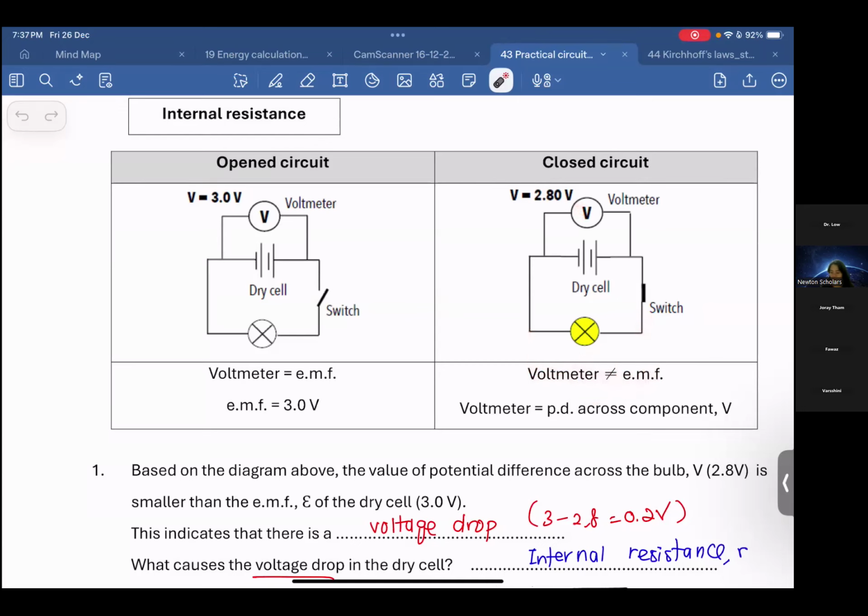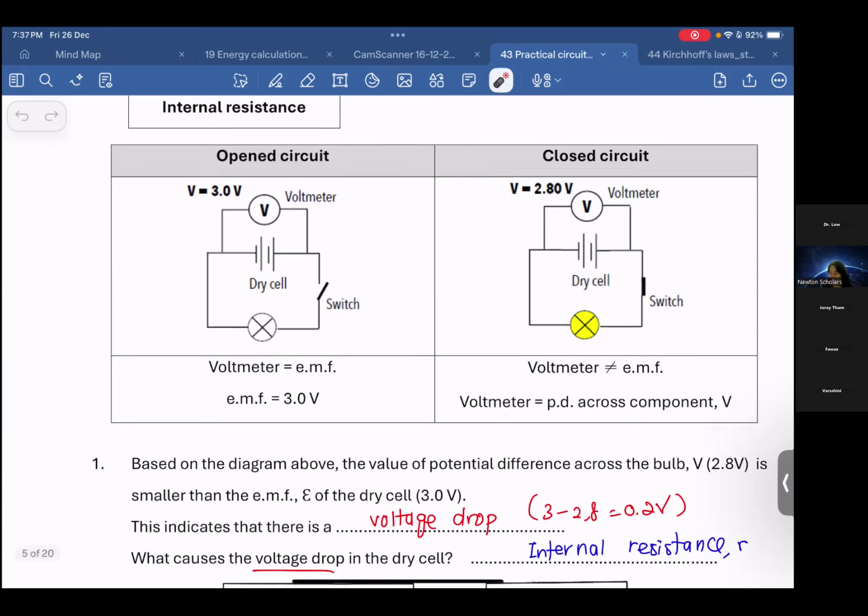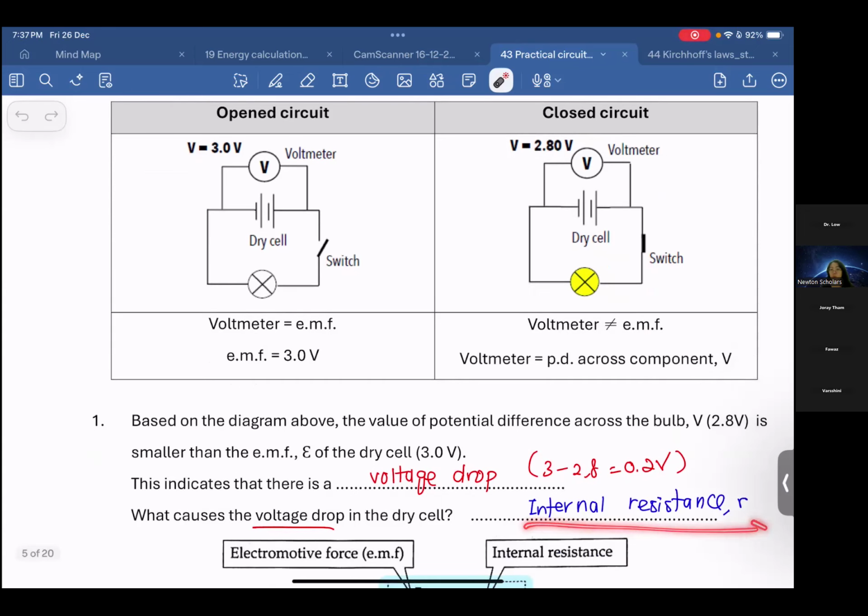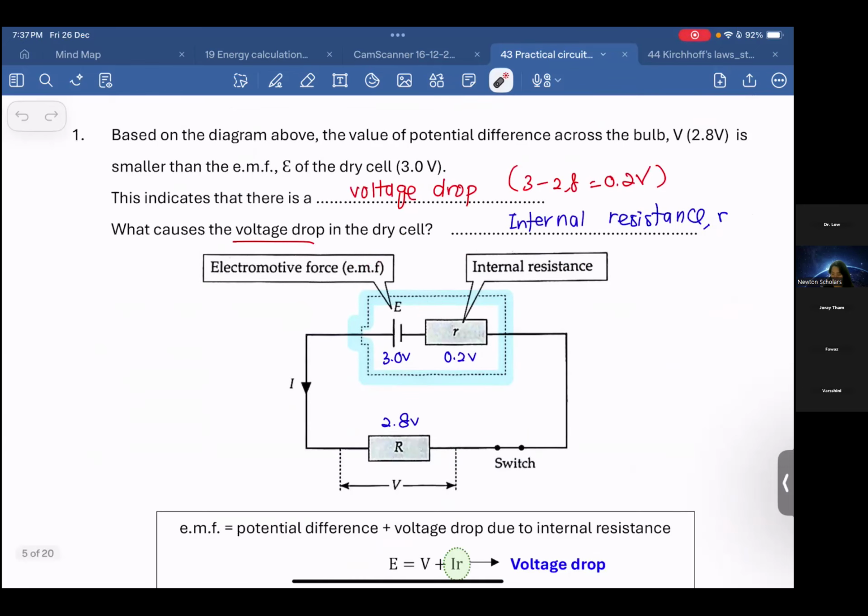So why is there a loss of 0.2 volt? It is a voltage drop, because when current flows inside the battery there are chemical reactions, which cause a voltage drop due to the internal resistance. When current flows through the complete circuit, it also flows inside the battery. The battery has an internal resistance. It takes some voltage, so the voltage drops, and the rest goes into the external component.